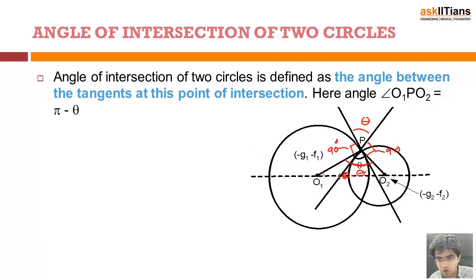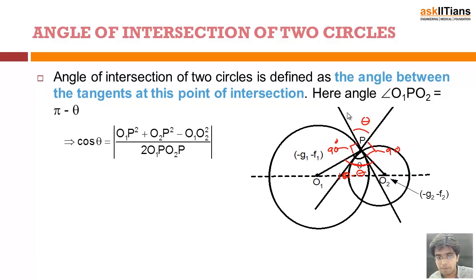If you look at the triangle P O1 O2, O1P is the radius, O2P is also the radius, and O1 O2 is the distance between the centers. I know the length of these three segments. So in the triangle P O1 O2, I can apply the cosine formula for 180 minus theta, by which I can find out cos theta. Here we have taken the modulus because we are interested in the acute angle.